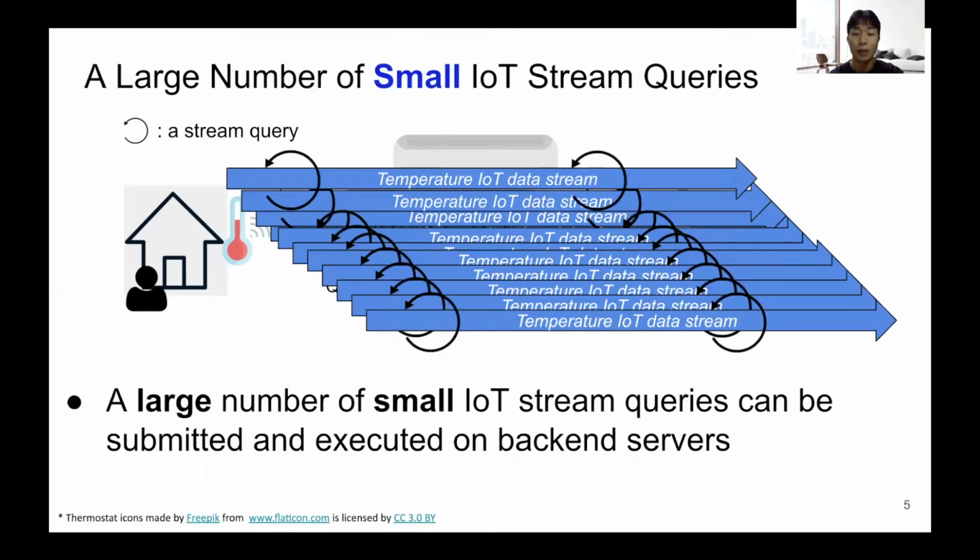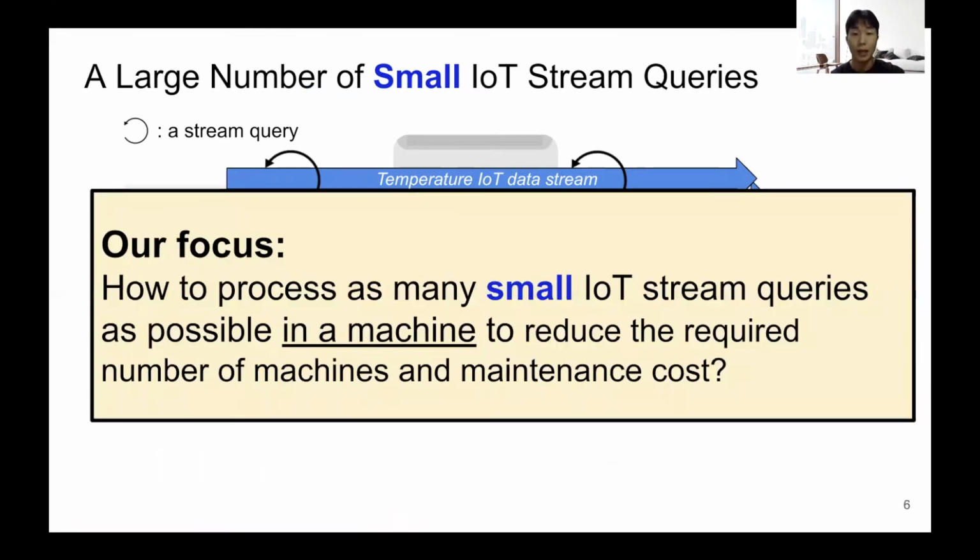As various IoT applications are developed and many end users use the applications, a large number of small IoT stream queries can be executed on backend servers. Therefore, it is important to efficiently process as many small IoT stream queries as possible in a node to reduce the required number of machines and maintenance costs, which is the focus of this work.